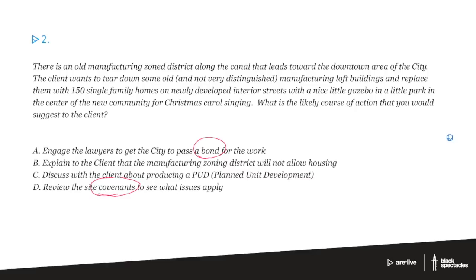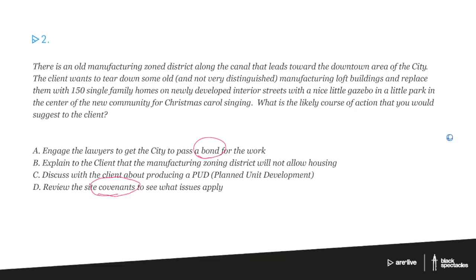So that's not what this question is about. You may, when they do the project, write your set of covenants, but that's not where we're at. We're in the programming and analysis phase. So then it becomes between B and C. And B is absolutely true.